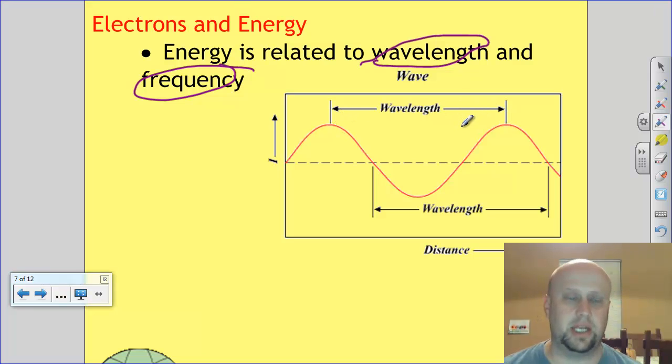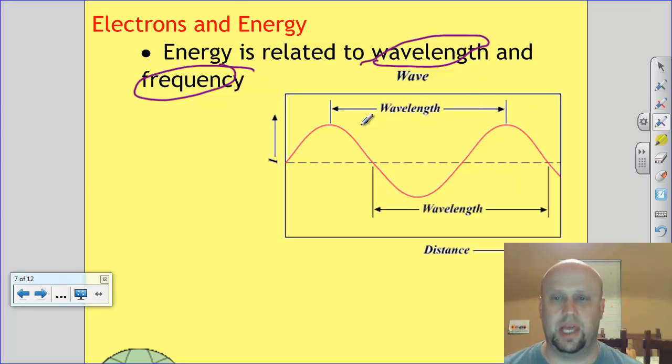Light and infrared and gamma rays and all that, those are part of the electromagnetic spectrum, which is radiation, and radiation is a wave function. We'll talk later that, if you take other science classes, it's not technically just a wave, but anyway, it's a wave function.